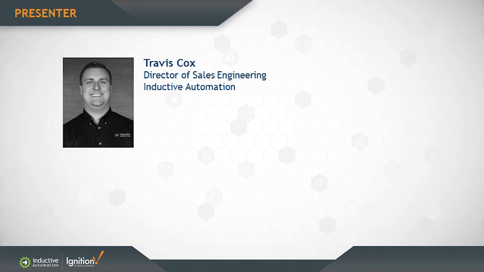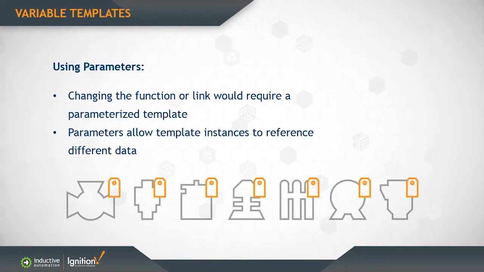So by definition, static templates don't change. If we want it to be able to change its function or what it's linked to, we need to use a parameterized template. A parameter is what allows each instance to reference different data. Parameters allow instances that otherwise look identical to contain different data. And that brings us to the next kind of template, which are variable templates.